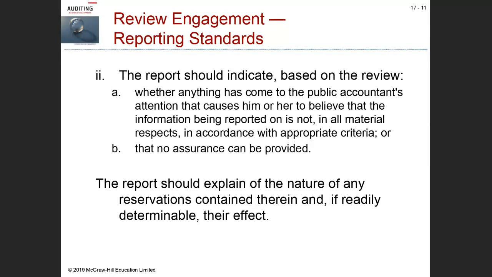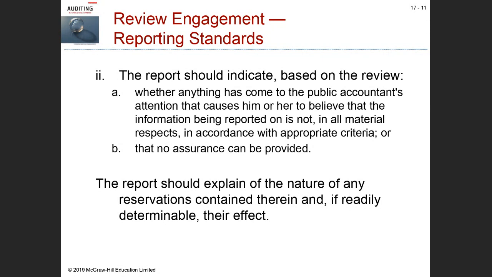The report issued in a review engagement should be based on the review and state whether anything came to the public accountant's attention that causes them to believe that the information reporting on is not, in all material respects, in accordance with IFRS or, in Canada, ASPE, as an example, the accounting standards being used. But see the wording: we report as to whether anything has come to our attention that causes us to believe that the information is not, in all material respects, in accordance with IFRS, for example. Nothing has come to our attention.